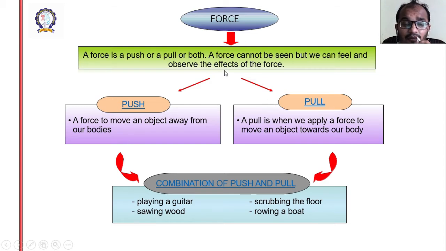So one of the most important things in physics is that we cannot see the force, but we can feel and observe it, right? We can feel it, because it changes the motion of the body, or we can even observe, right, that due to a particular push or pull action the motion of a body changes. So that is the important thing I want to make here.